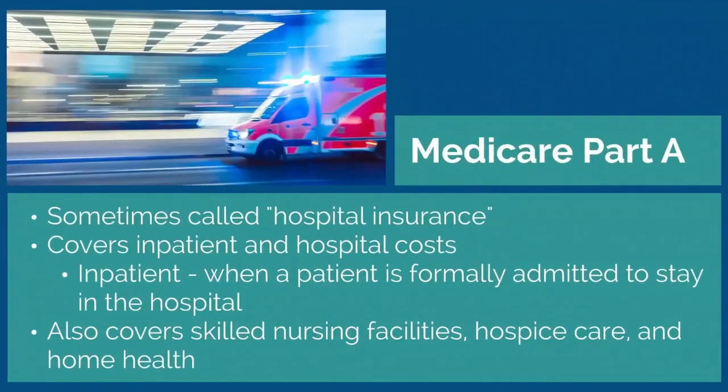Starting with Medicare Part A, this is sometimes called your hospital insurance. It covers inpatient and hospital costs, with inpatient meaning that a patient is formally admitted to stay in the hospital, so the patient typically stays overnight. It also covers skilled nursing facilities, hospice care, and home health.